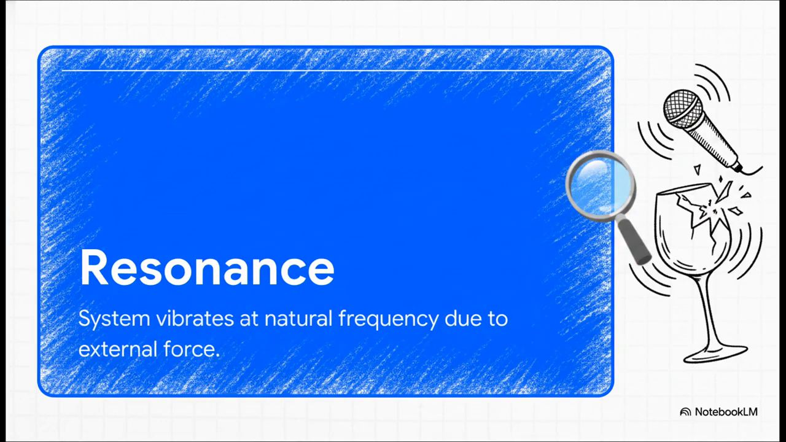Now, let's talk about the sheer destructive power of resonance. Resonance occurs when a system vibrates at its natural frequency because of an external force, which leads to massive amplitude vibrations. This is exactly the acoustic physics behind a singer breaking a wine glass with just their voice. By hitting the perfect natural frequency of that specific glass, the sound wave's energy just compounds and compounds until the physical structure literally shatters. It's wild.